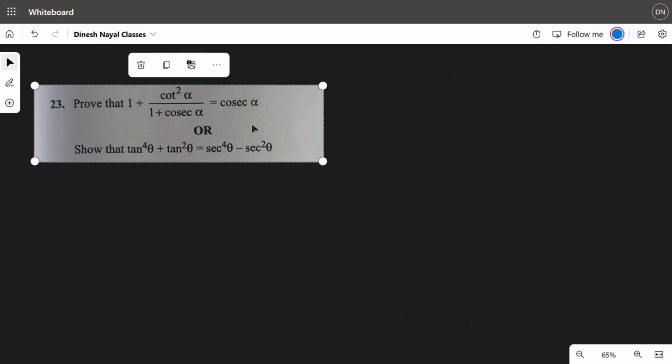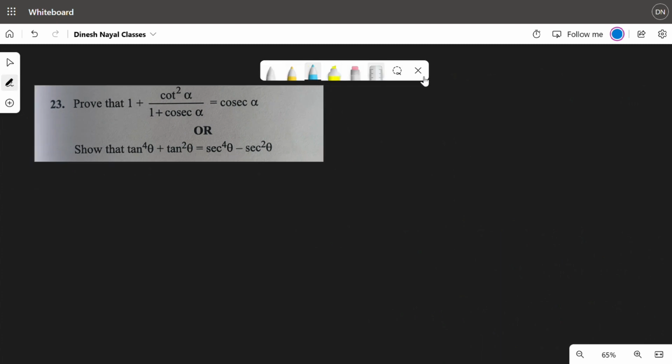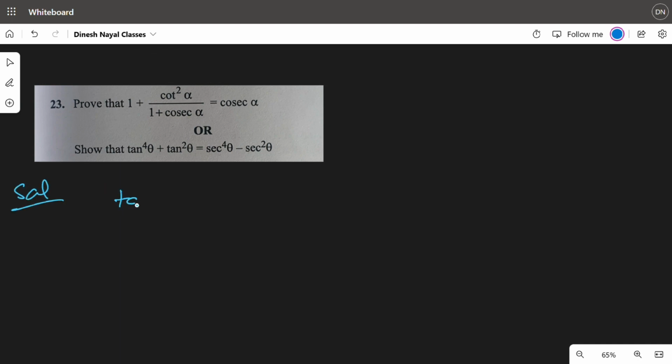Okay, so with a different pen. Now see, here they have given the solution: tan to the power 4 theta plus tan square theta. You have to prove this to be equal to sec to the power 4 theta minus sec square theta.